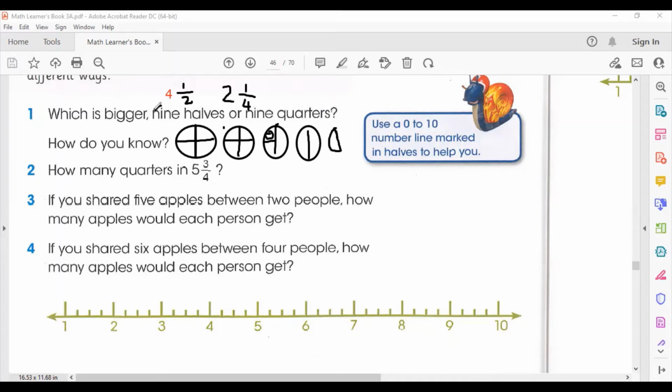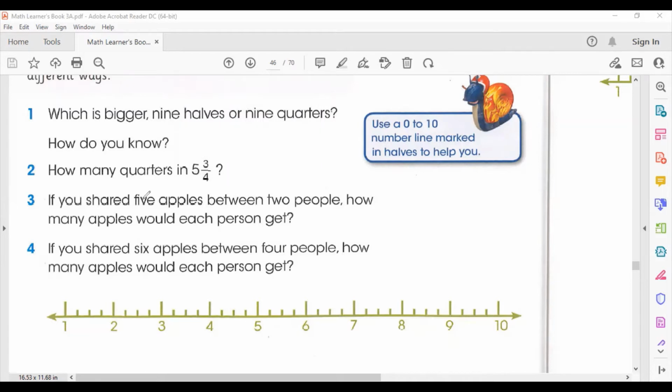Obviously 9 halves is bigger than the other. So 9 halves is bigger than 9 quarters. How many quarters are in 5 3 by 4?